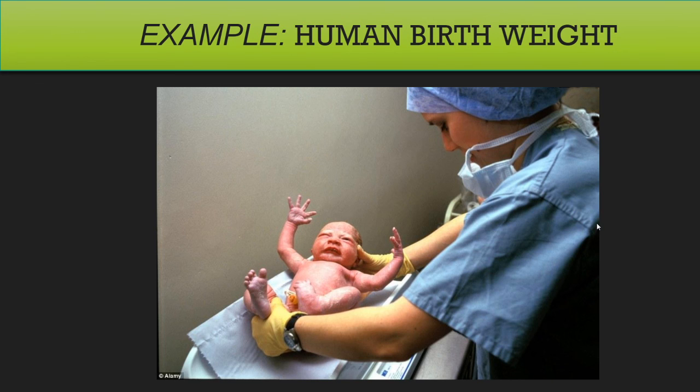Now, one of the examples that a lot of people like to talk about, though, is humans, and in particular, human birth weight. And the reason they like to say that is because if the head is too big, you can't be born. But if the head is too small, you're too underdeveloped.